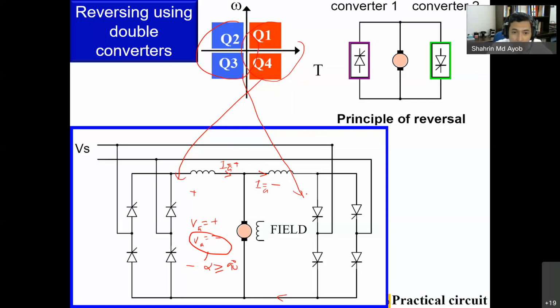So for these converters, Q2 and Q3 will be operated by these converters, because the current is negative. So for Q1 and Q4, the current is positive, and for Q2 and Q3, the current is negative. The voltage terminal can be positive and negative by controlling the alpha. So for V negative, alpha must be greater than or equal to 90 degrees, by controlling the alpha here. So by using two rectifier circuits, we can operate your motor in all quadrants.